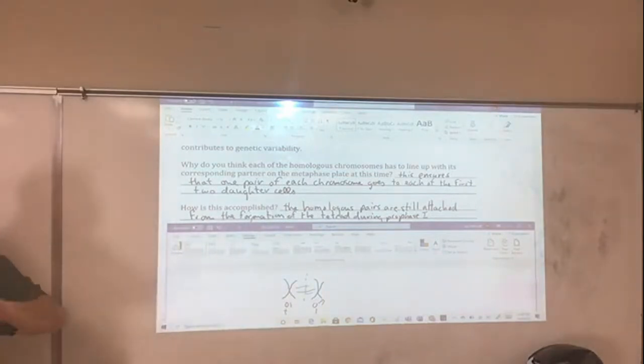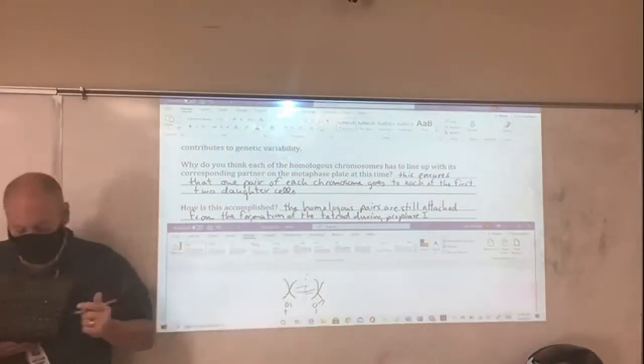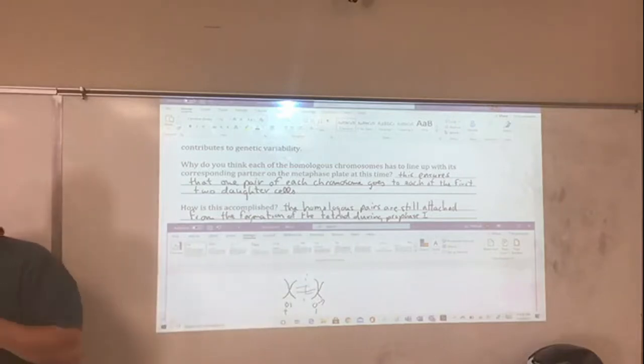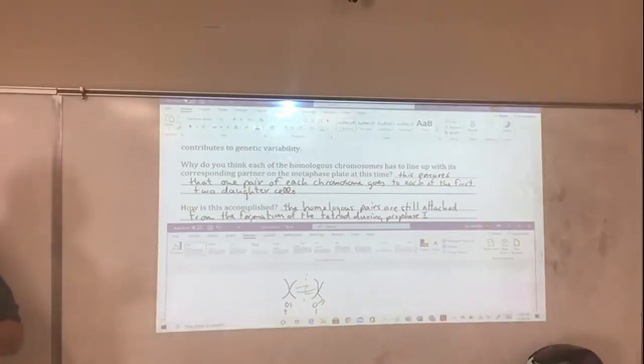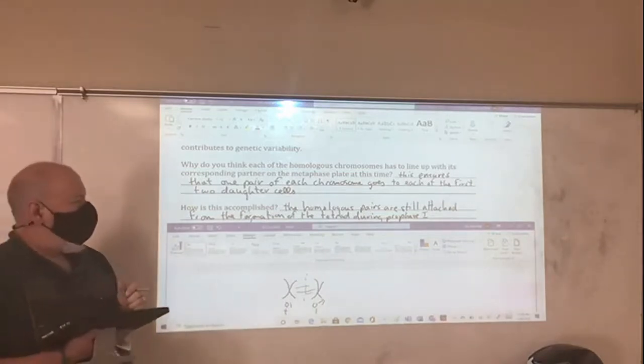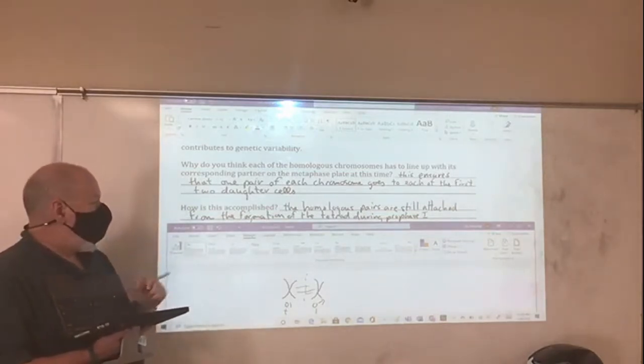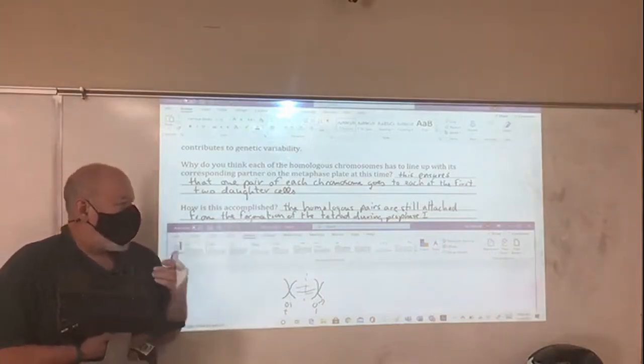Does that make sense? They're still stuck together. Can you read that again, Dr. Marshall? It's just kind of hard to see. I'm sorry. The homologous pairs are still attached from the formation of the tetrad during Prophase 1. Thank you. The homologous pairs are still attached from the formation of the tetrad during Prophase 1.